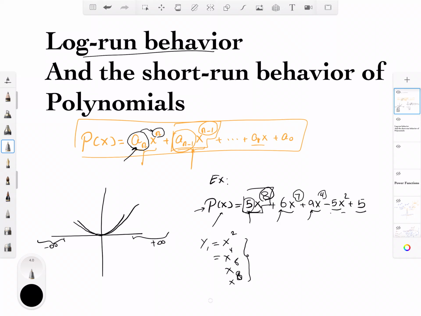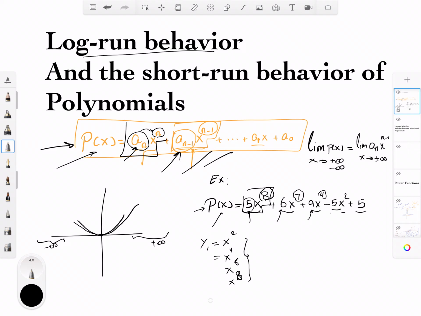So that means any polynomial, if you take the limit of p of x as x goes to positive infinity or negative infinity, it will be the same as the limit of a n x to the power n as x goes to plus or minus infinity. So we don't need to analyze all the other terms, we only take the first term. So back to this example.